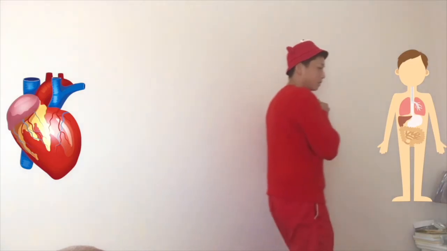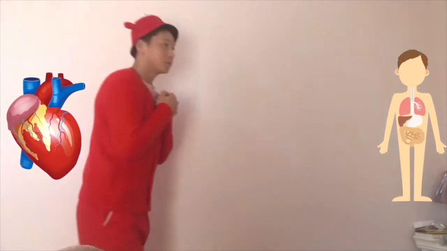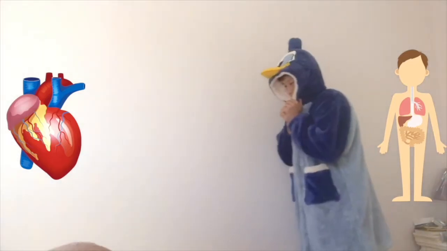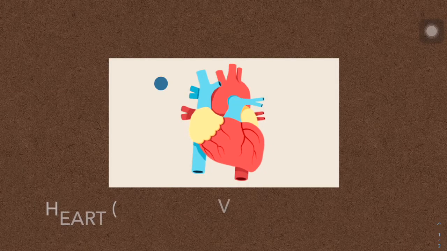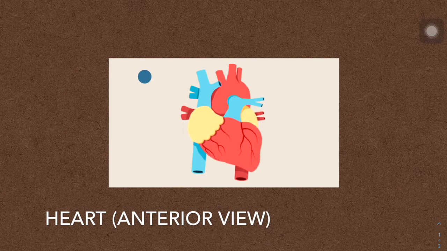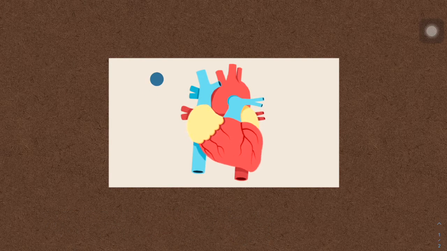Now, here's the story of how a deoxygenated blood becomes an oxygenated blood. Hi guys, I am a deoxygenated blood, and now I'm going to get my oxygen in the lung through the heart. Let me show you my journey to get my oxygen. This is me. I am a deoxygenated blood from the arm, ready to get my oxygen.